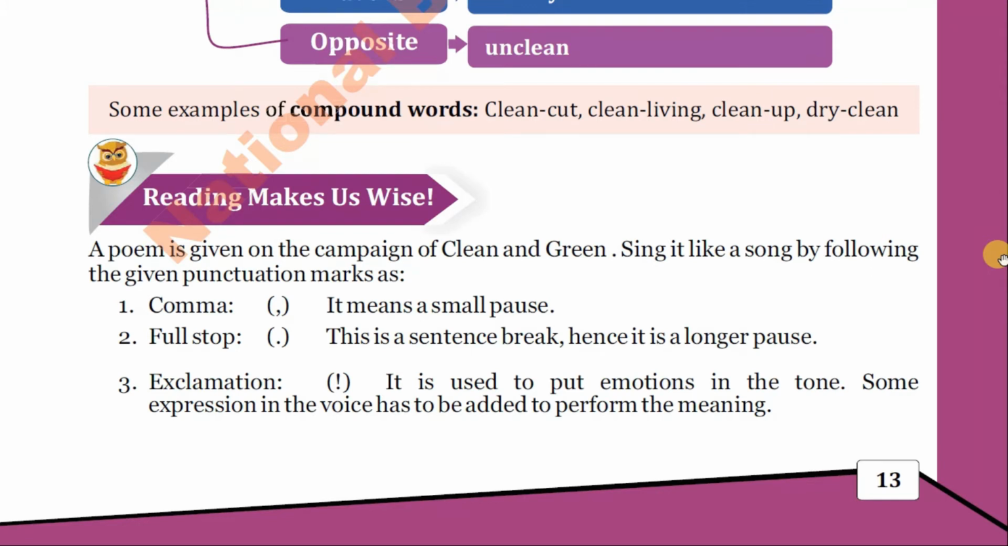Similarly, the next thing is the exclamation mark. It is used to put emotions in the tone, some expression in the voice. When we want to add some expression in our voice, we use exclamation marks. So these are the three things that you have to concentrate on while reciting this poem. Now you can listen to the recitation of the poem.